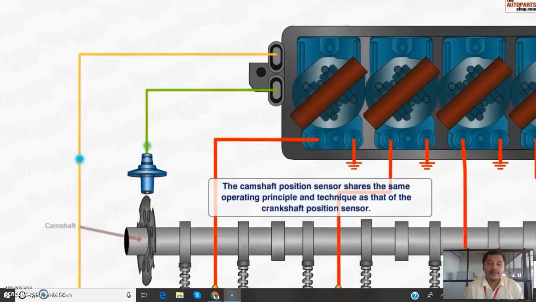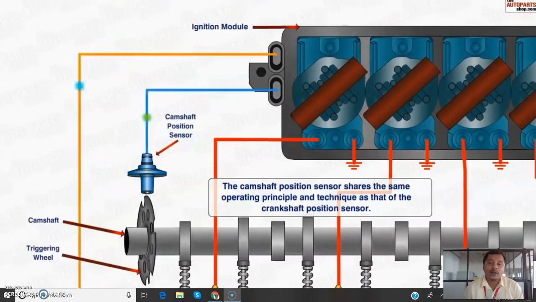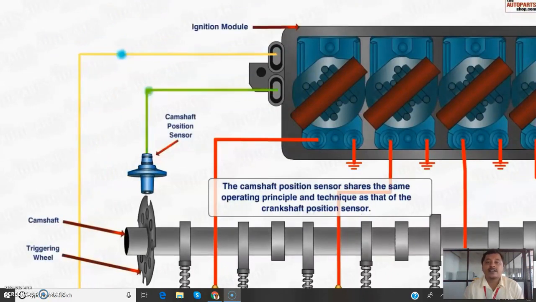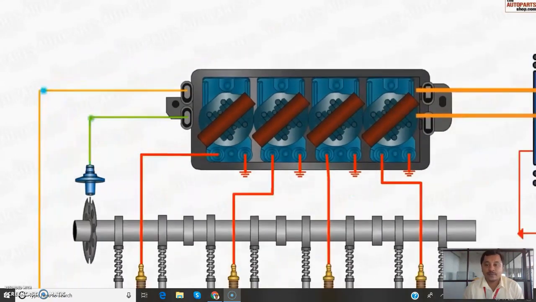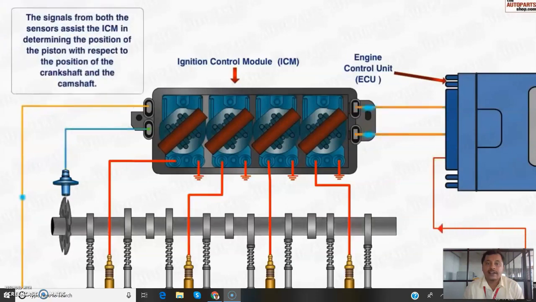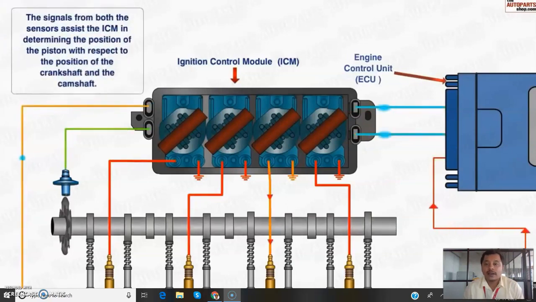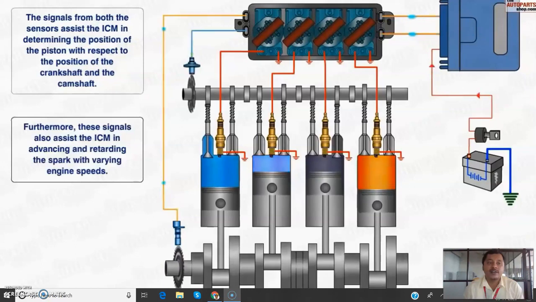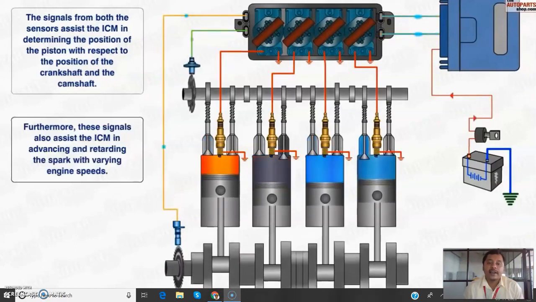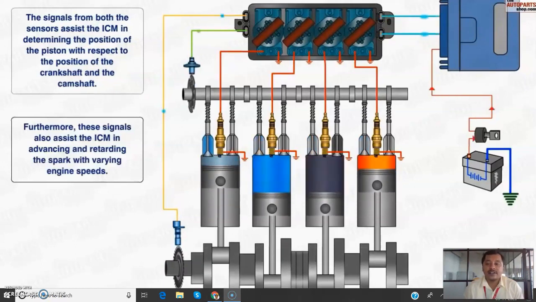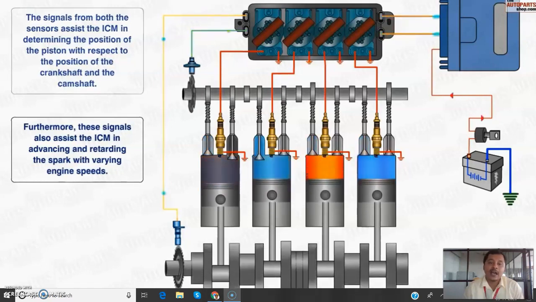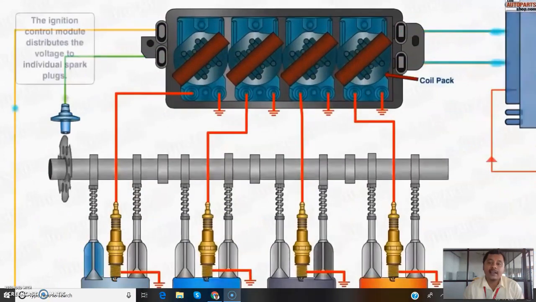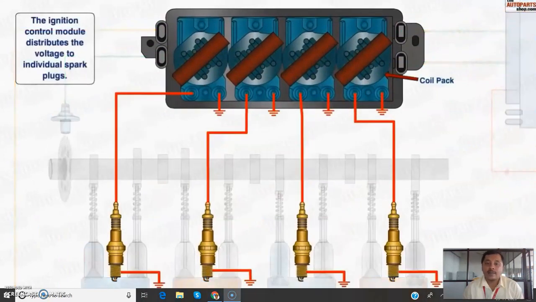Similarly, the signal from the camshaft position sensor also works on the same operating principle, which sends the signal in the form of pulses to the ignition control module. Then the ignition control module, as per the direction from the ECU, that is the electronic control unit, produces spark to the particular cylinder. This process happens continuously until the fuel supply and the electricity supply are cut off.